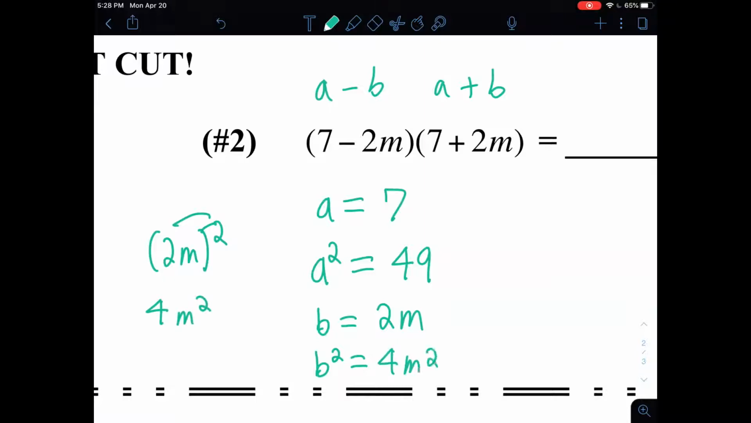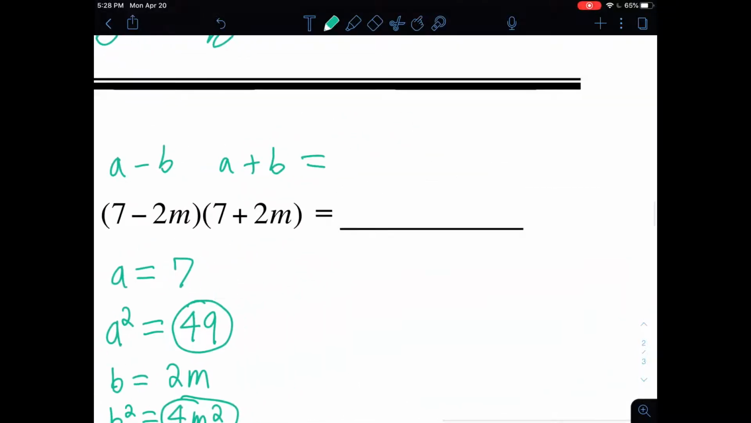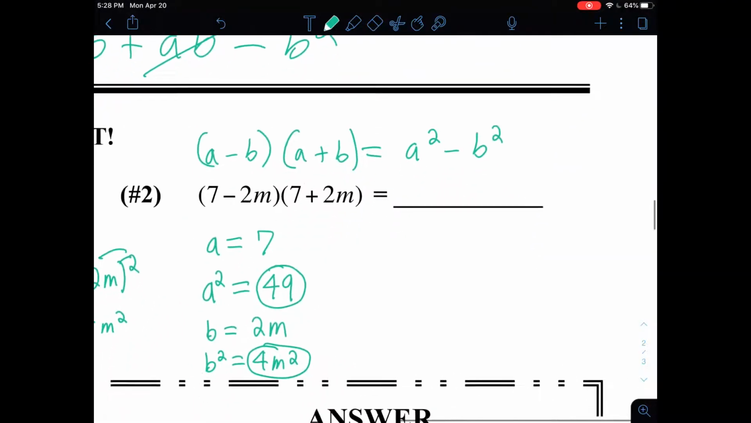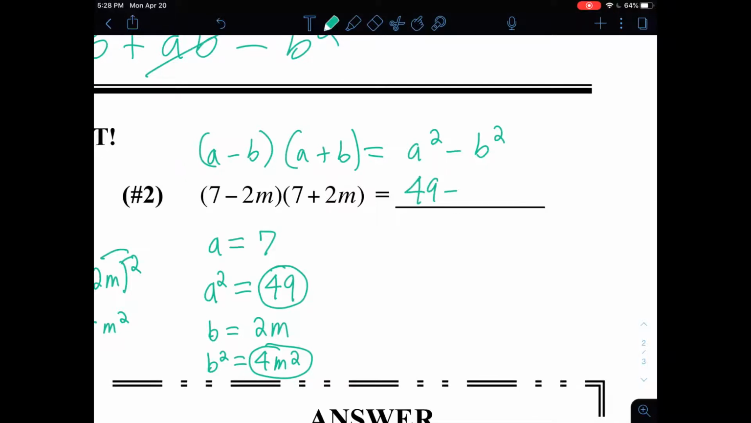So the shortcut, we're going to take the a squared and the b squared. This is going to be a squared minus b squared. You don't even need to FOIL it out because we know the shortcut. So it's going to be a squared, which is 49, minus b squared, which is 4m squared.